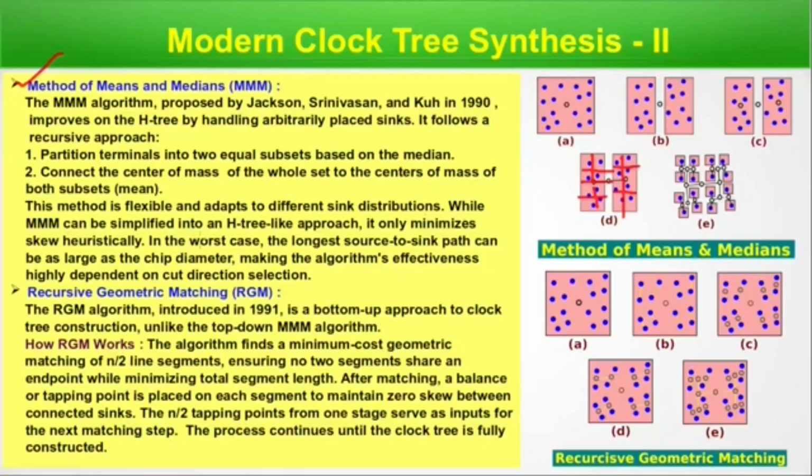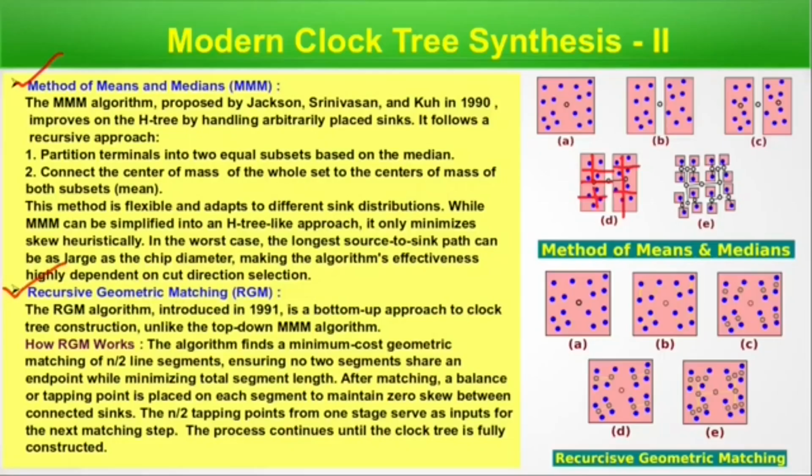While MMM can be simplified into an H-tree-like approach, it only minimizes skew heuristically. In the worst case, the longest source-to-sink path can be as large as the chip diameter, making the algorithm's effectiveness highly dependent on cut direction selection. This is an improvement over the H-tree, although it has a downside: the effectiveness of the algorithm depends on the cut direction selection.